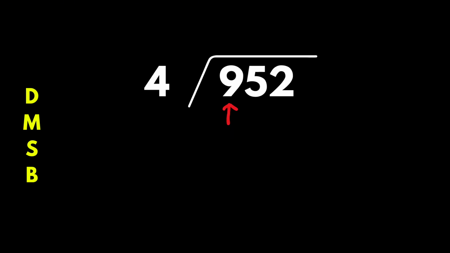Step 1. Look at the first digit of the dividend. That is 9. Can 4 go into 9? Yes. 4 goes into 9 2 times. Divide. Write 2 above the 9.